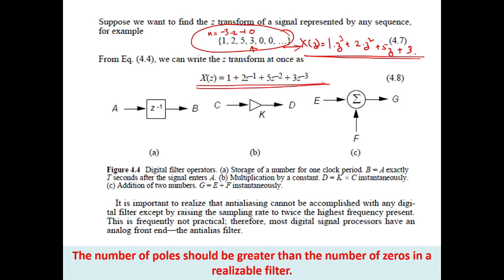So what are the three things? The first one is the Z inverse itself. So what do you mean by Z inverse? Z inverse is regarded as a delay. And what does this delay do? This delay stores a number for one clock period.